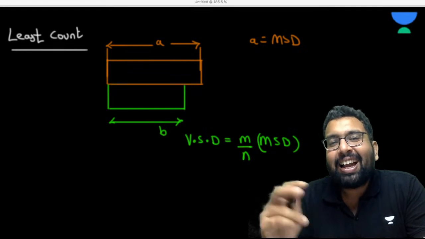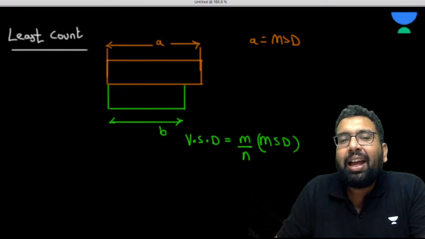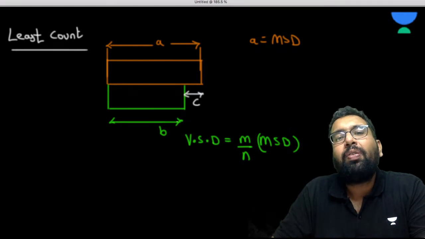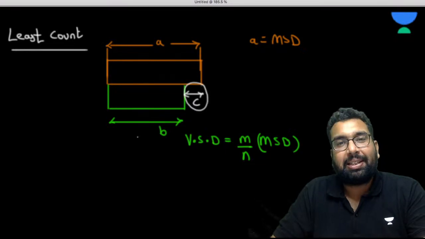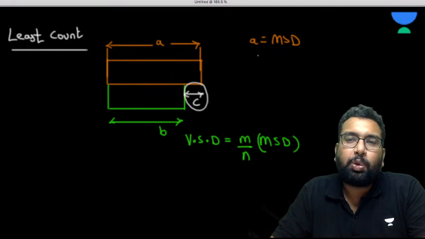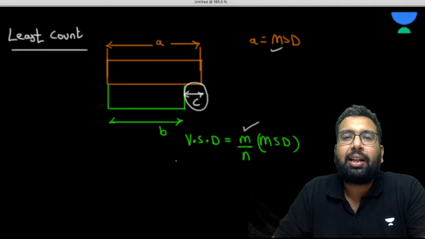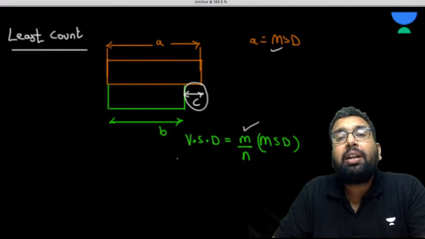So I'll tell you, let's see, the very interesting thing. Let C be the difference of main scale division and Vernier scale division. Now, please understand this. If any object is there, can't you measure this distance? You know the main scale division, you know the Vernier scale division. Can't you find the difference between the main scale division and Vernier scale division?